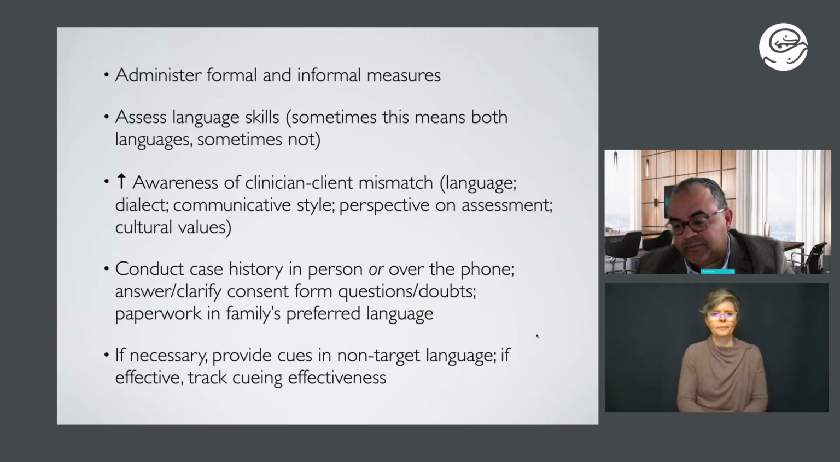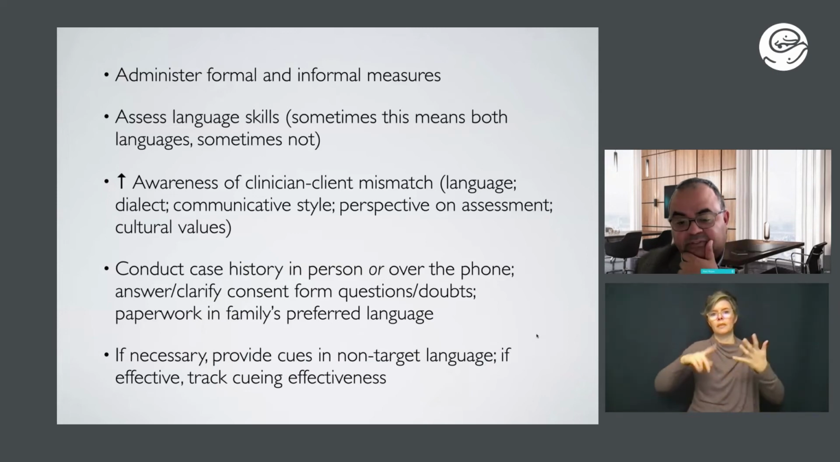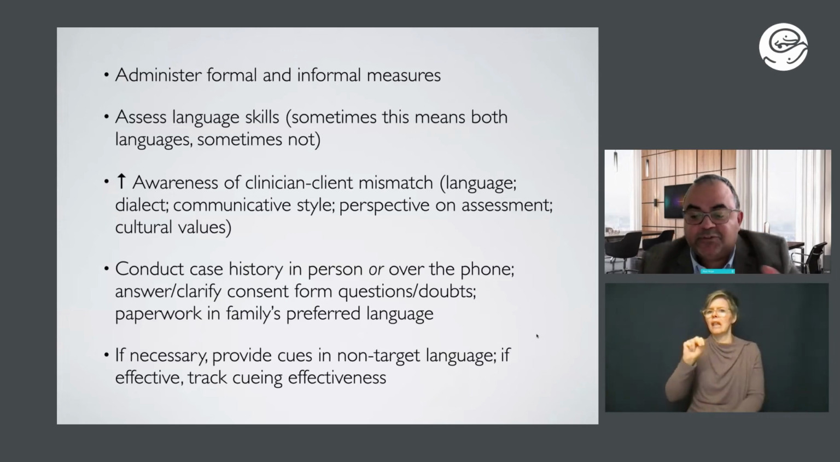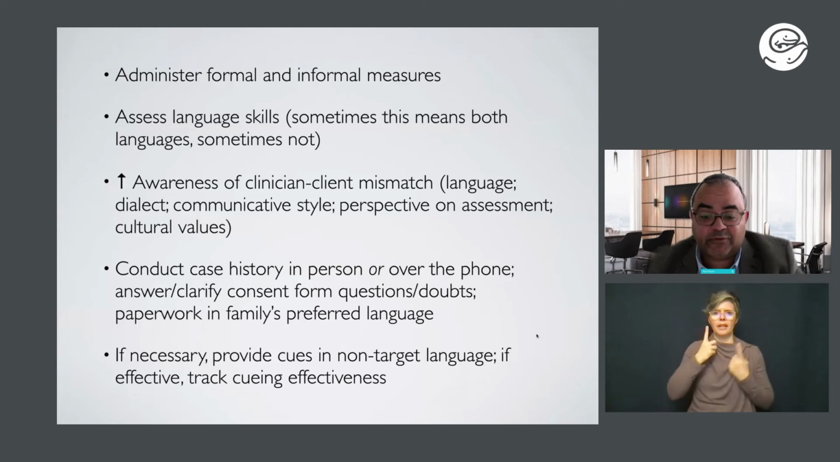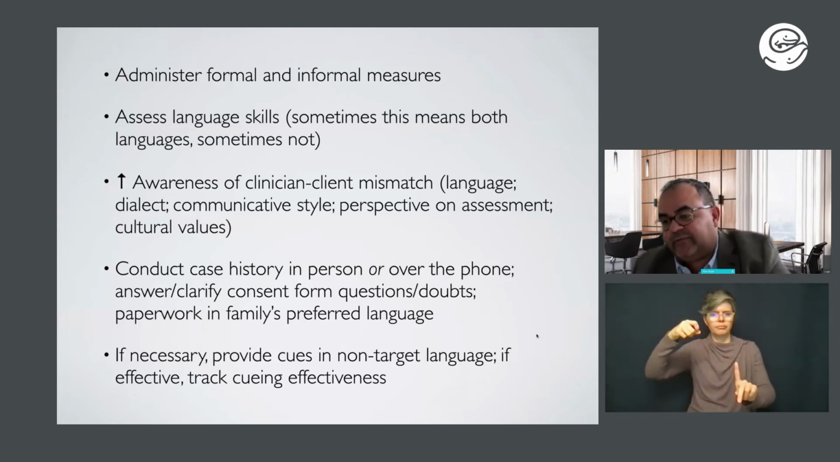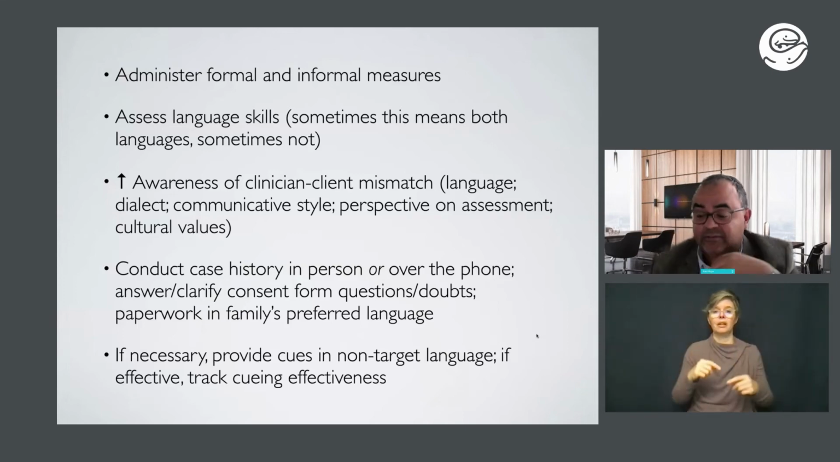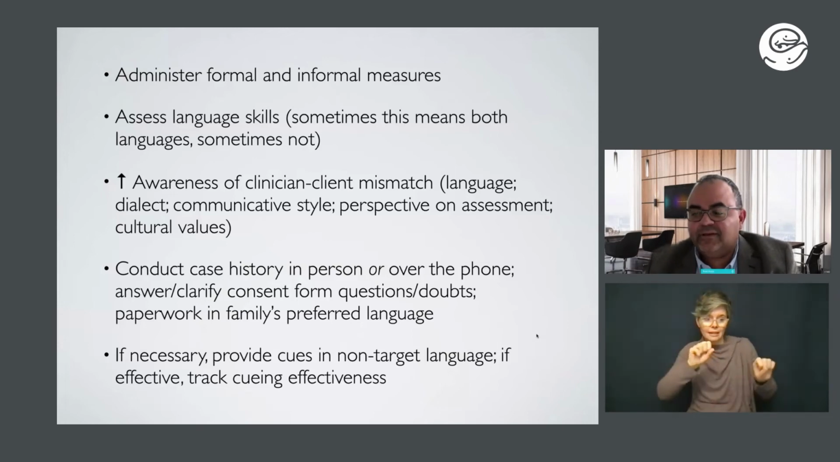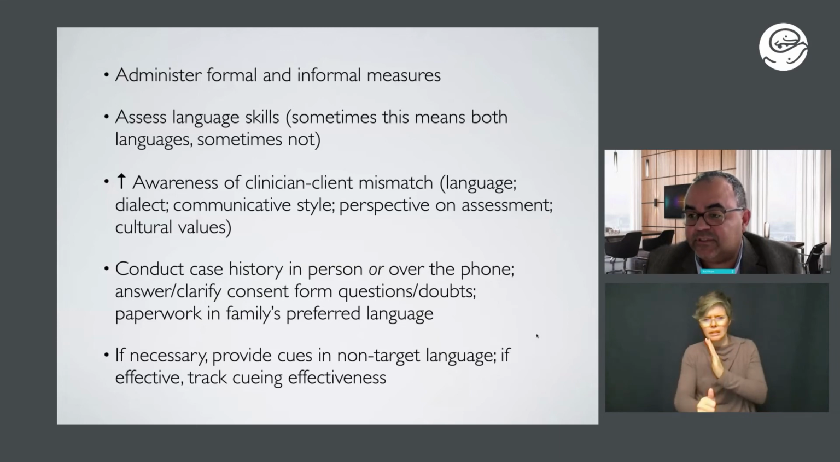Again, this last piece is adapting things, right? Which is you want to provide cues in the non-target language, if necessary, right? So you want to get an idea of how stimulable the kid is, right? And if those cues are effective, or if they're not effective, you still want to track the effectiveness of that cue. And that's going to give you a lot more information about what the kid can do and what the kid can't do, and what the kid can do with some degree of stimulability, right?